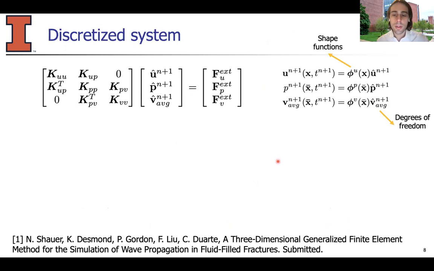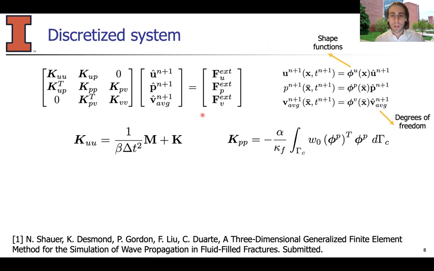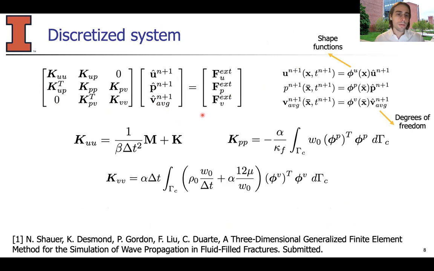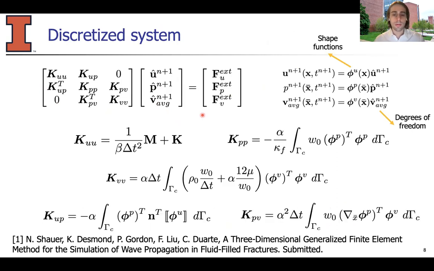After time discretization and spatial discretization, the system can be depicted like this, where U, P, and V are degrees of freedom of displacement, pressure, and velocity respectively. The terms of this matrix are shown here, and I'm not going to go through all of them due to time constraints, but we'll answer any questions on them after this presentation. I also want to point out that this system is symmetric and also linear. So if the time step does not change, it can be assembled and factorized only once.